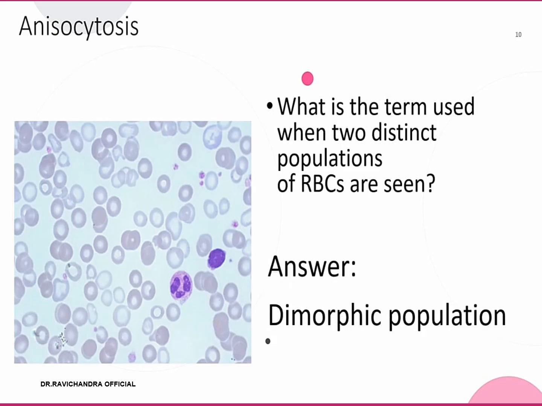Now, what is the difference between the terms? We have to be very thorough as they may ask you in the viva questions. What is the term used when two distinct populations of red blood cells are seen? It is dimorphic anemia or dimorphic population. In this dimorphic population, you can see the red blood cells can be both normocytes and microcytes, or normocytes and macrocytes, or microcytes and macrocytes. Any combination of two types of red blood cells can be seen.